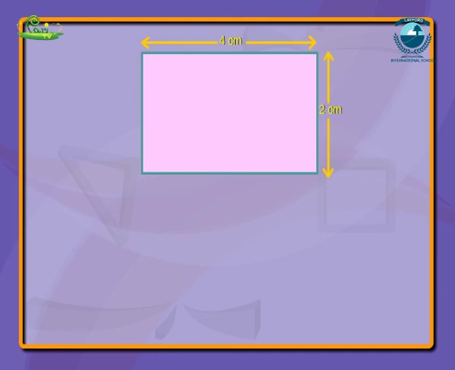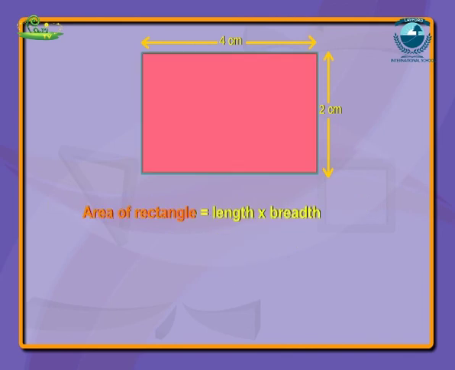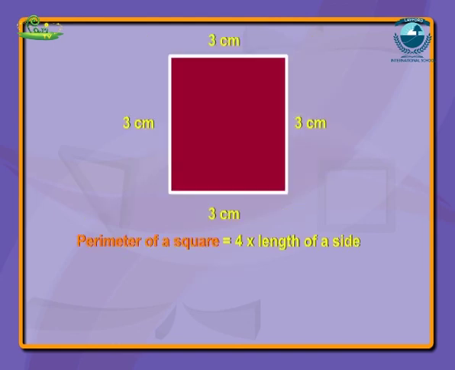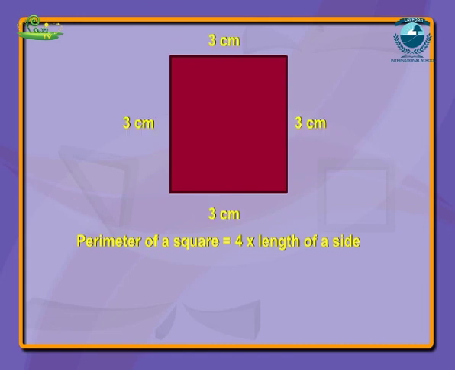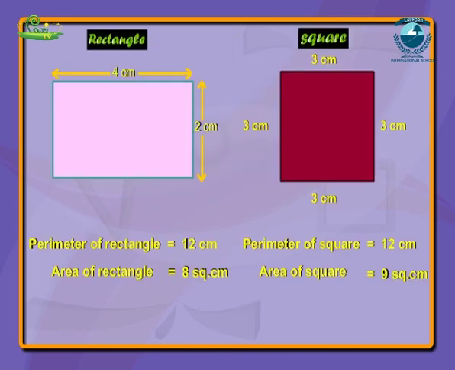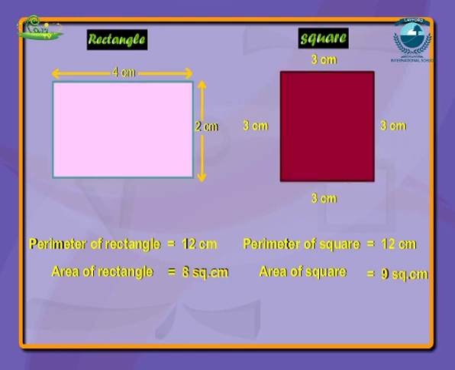Now, we will find perimeter and area both of this rectangle whose length is 4 centimeter and breadth is 2 centimeter. The perimeter is 2 into 4 plus 2, which is equal to 12 centimeter. And its area is 4 into 2, which is equal to 8 square centimeter. In the same way, perimeter of a square with each side 3 centimeter will be 4 into 3 equal to 12 centimeter. And its area will be 3 into 3, that is 9 square centimeter. So what do you find from this observation? We observe that area of two figures may be different even when their perimeter is same.